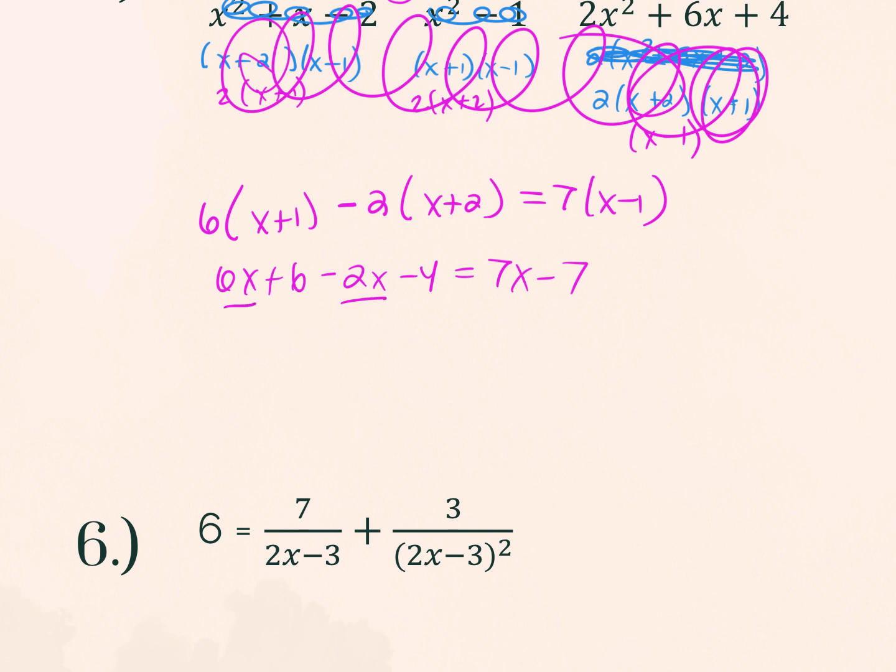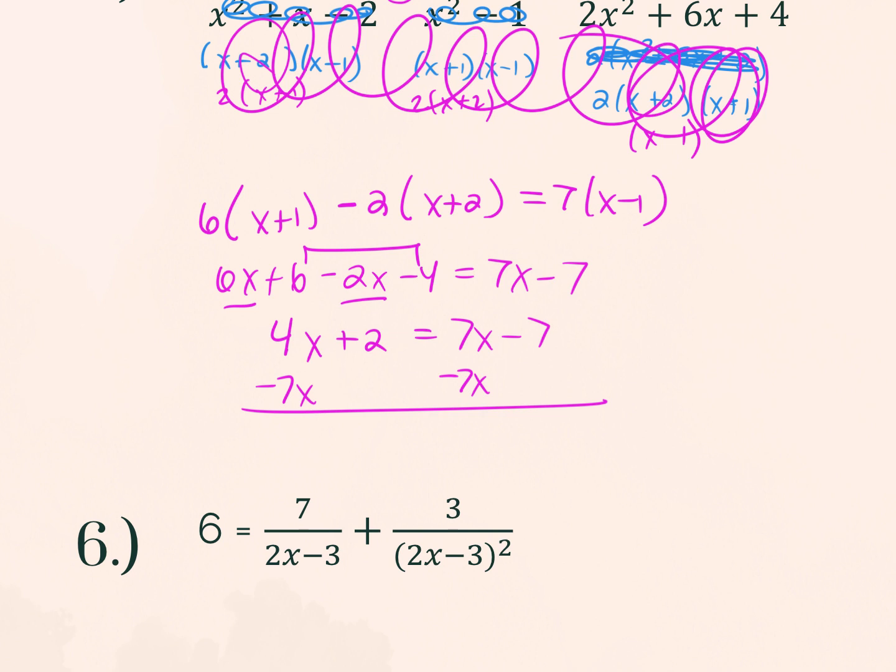What's 6x minus 2x? 4x. What's positive 6 and a negative 4? What kind of 2? Perfect, good. Equals 7x minus 7. Now what? Okay, subtract 7x from both sides. I agree. And then what? Subtract 2 from both sides. Agreed. So I have negative 3x equals negative 9. So all of that work to tell me that x equals what number?